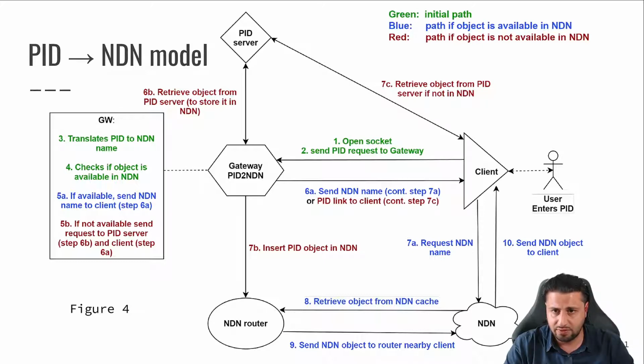So if the object is not available in the NDN network, in step 5b, it will send the request to the PID server, like shown in step 6b. And the client will retrieve the object from the PID server if it's not in the NDN network. And in the meanwhile, in step 7b, the PID object is inserted in the NDN network. So the next time a client requests the object, it gets served from the NDN network, which is less time consuming for retrieving the object. Kees will now continue the presentation.